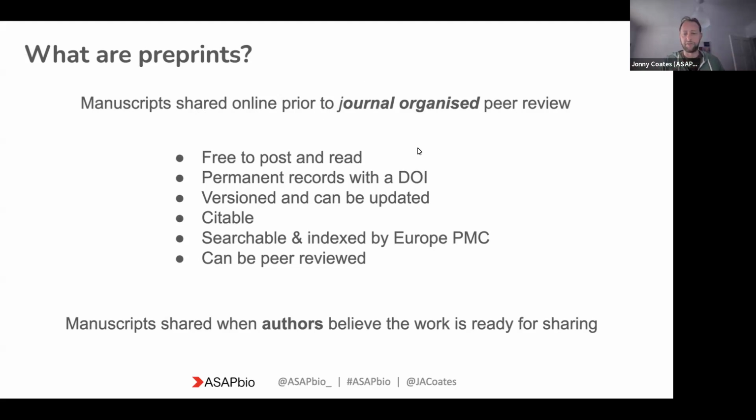Preprints are free to post and read, and they should always be free to post and read. They are permanent records with a DOI. They are versioned and can be updated. They are citable, they are searchable and indexed by places like Europe PMC, and they can be peer reviewed. Not all of them are, and we'll talk about this more next week. My definition of a preprint is basically a manuscript that is shared when the authors believe that their work is ready for sharing with the world, which covers a lot of that.